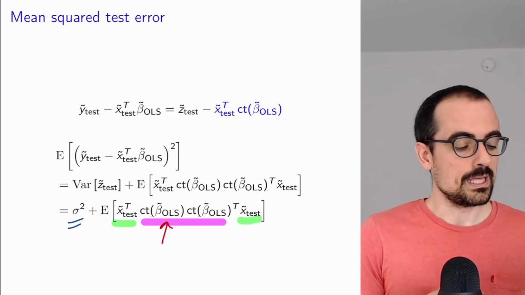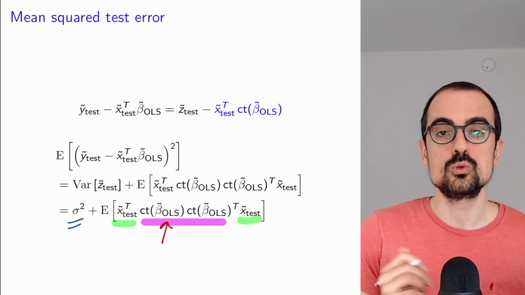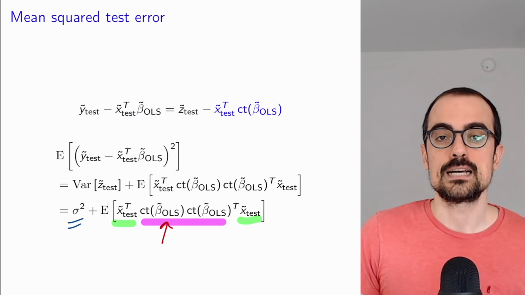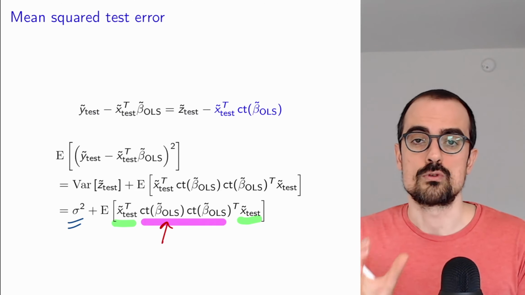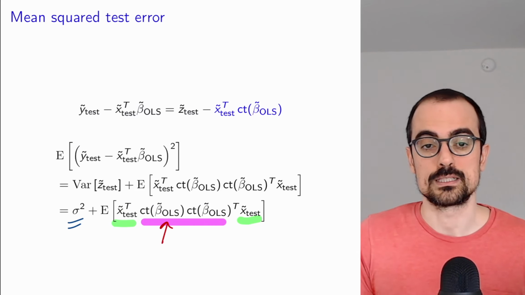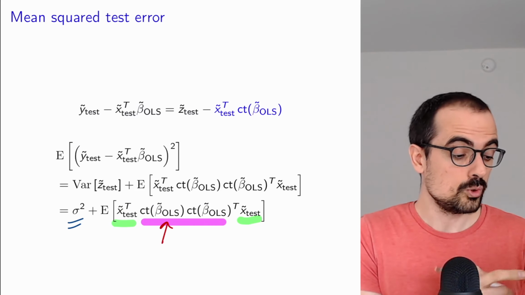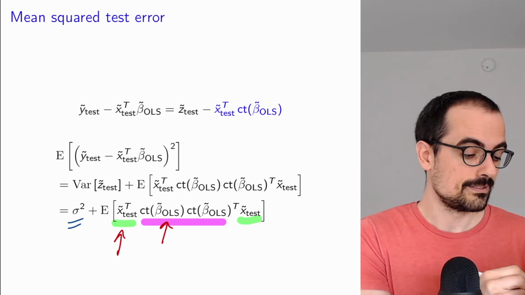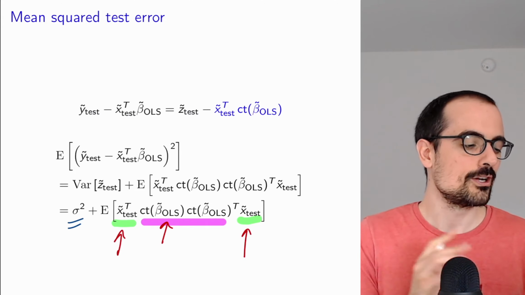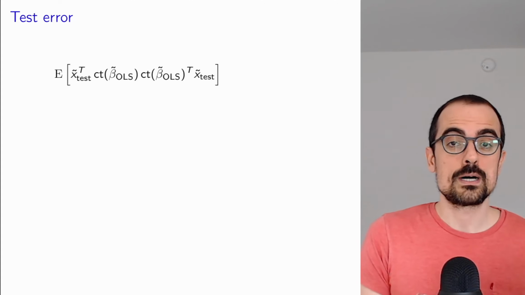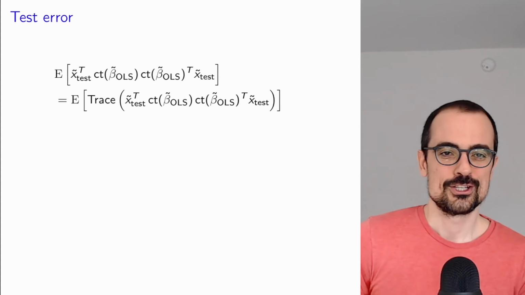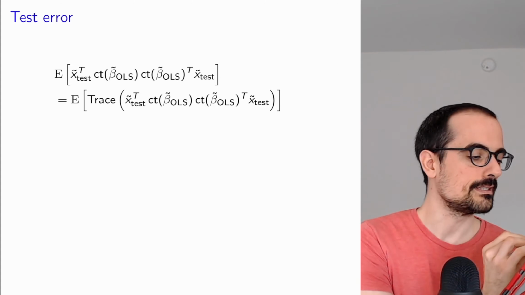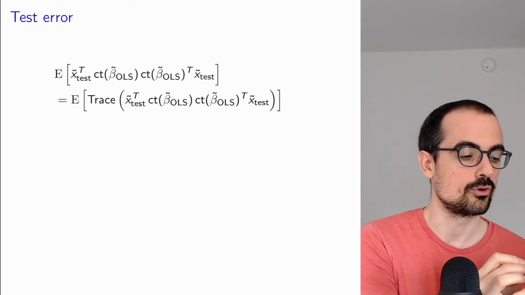So we might think of decoupling these two terms and then applying the fact that the expectation of the product of independent random variables is equal to the product of the expectations. That's not so easy to do because this guy is on the left and this guy is on the right. So what are we going to do about it? What we're going to do is use the trace operator.